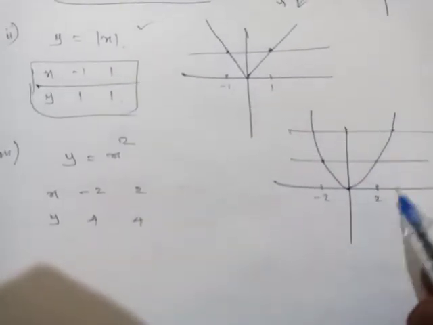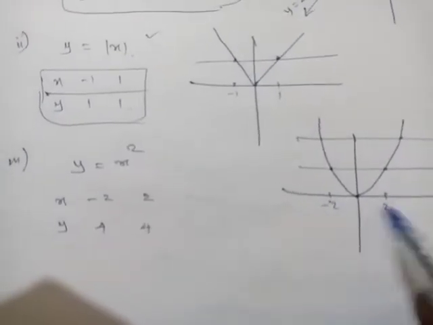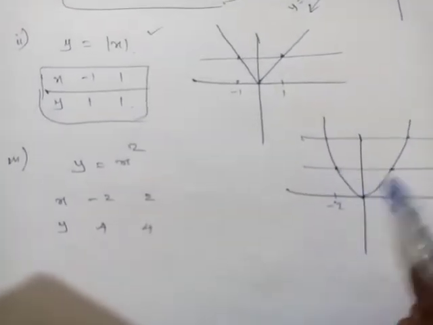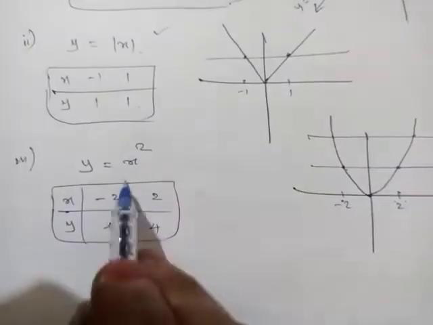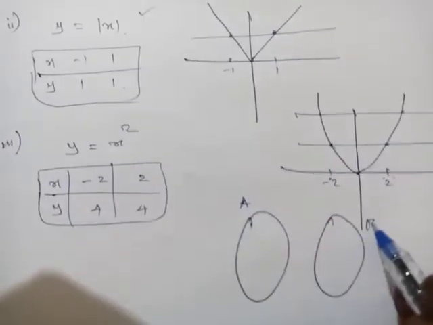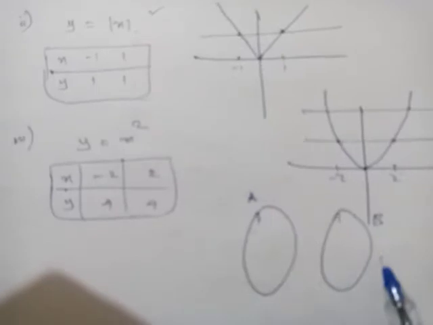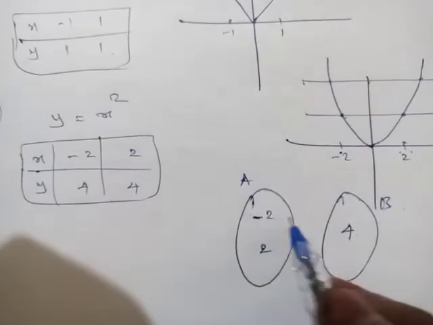Plus 2 means plus 4, so for two values of x we are getting the same y value. So it is a many one function. If you are still confused, just draw this arrow diagram. This is set A, this is set B, the second set, that is domain and codomain. For two values of x from this domain, we are getting the same image.